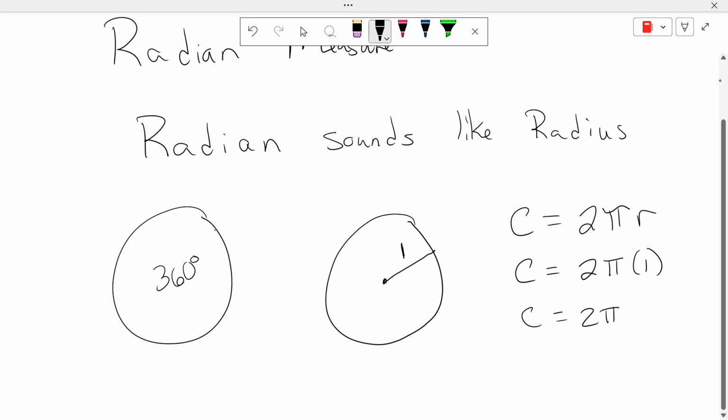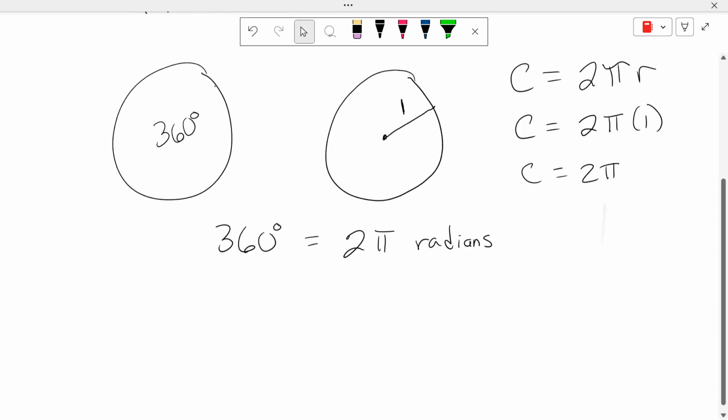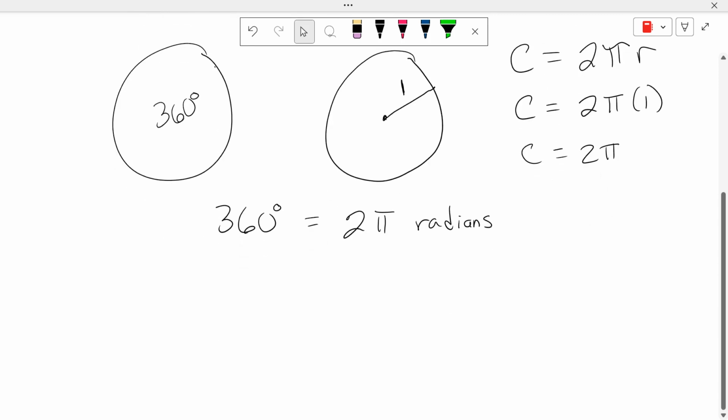If there's 360 degrees in a circle, there are 2 pi radians in a circle. Because if we have a radius of 1 unit, which deals with a unit circle, then there are 2 pi radians in that circle. So, what does that mean?